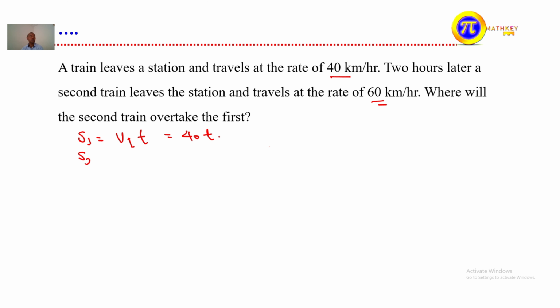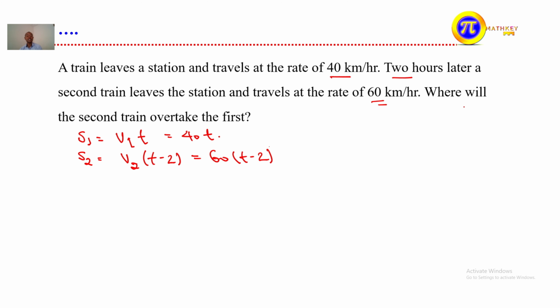Similarly, the distance S2 is equal to the speed of the second train times the time T. T in our case, 2 hours later, means the time is T minus 2 from the previous one, which is equal to 60 km per hour times T minus 2.